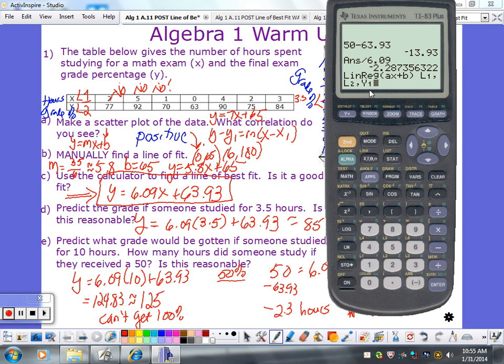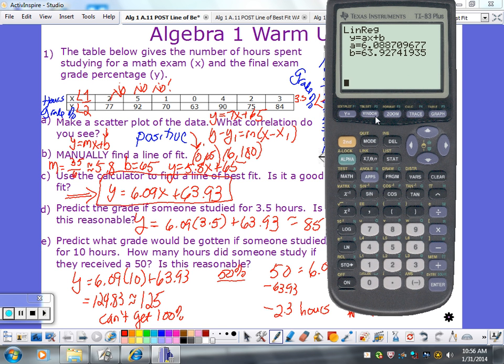Y1 is located on your graphs. That's Y1. So this is what you should see: LinReg, L1, L2, Y1. Did anybody get all that in there? If you didn't get it, then just hold on. Press enter. Now, nothing looks different, but what is different?